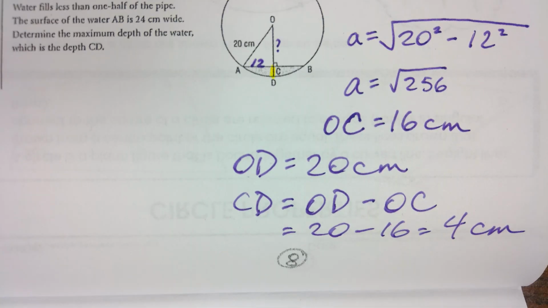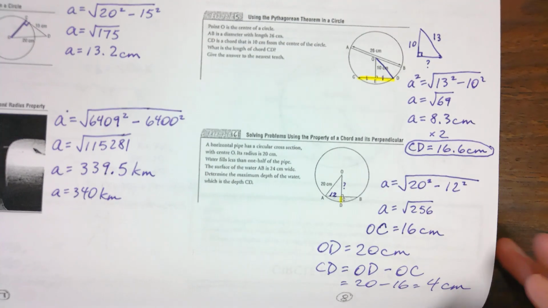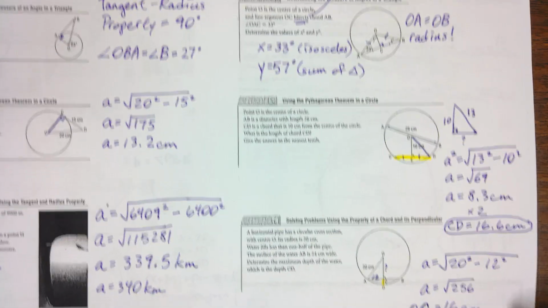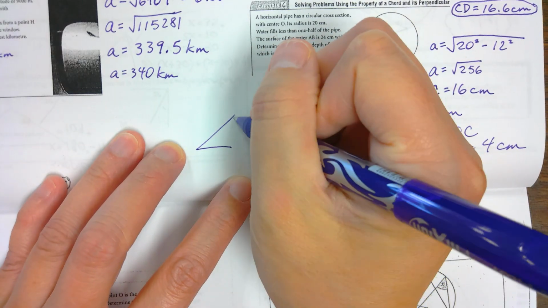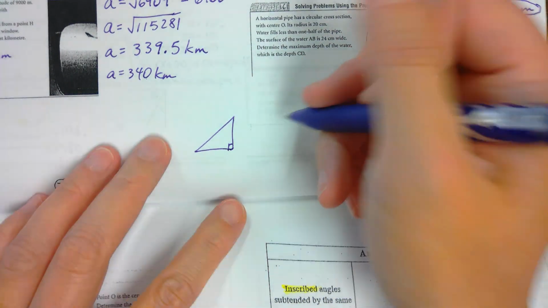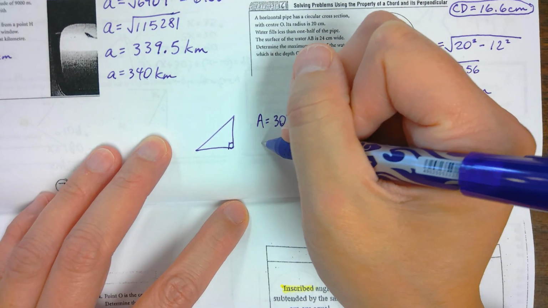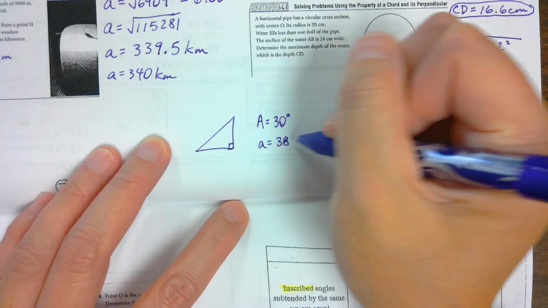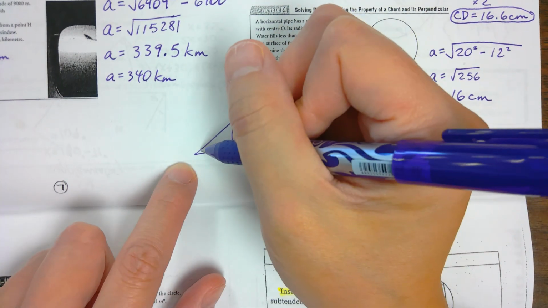So I still see some people, in today's lesson, we did a whole bunch of angles and lengths inside a circle, and all of these we use the Pythagorean theorem. What I don't want to see is I still see some people do this. For example, let's say I say angle A is 30 degrees and I say length A is 38 centimeters, something like this. Remember this is an angle. Angle goes in the corner.